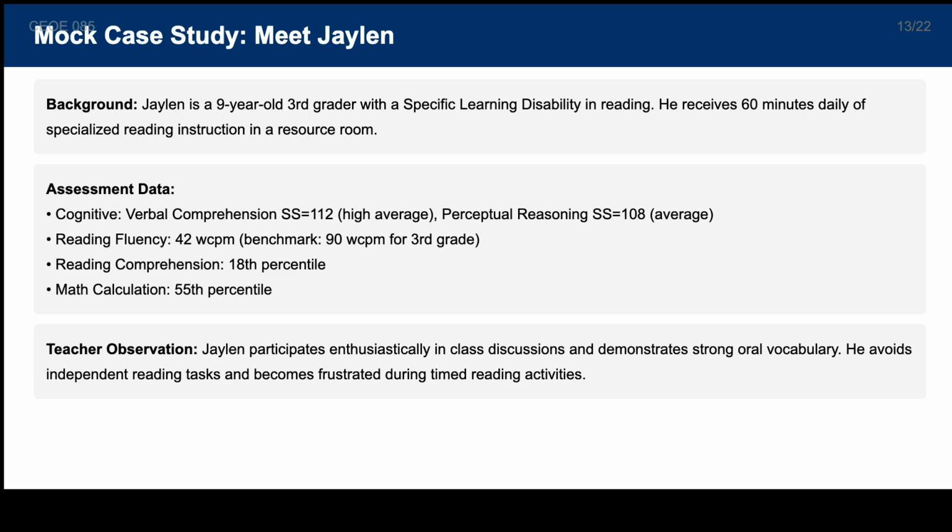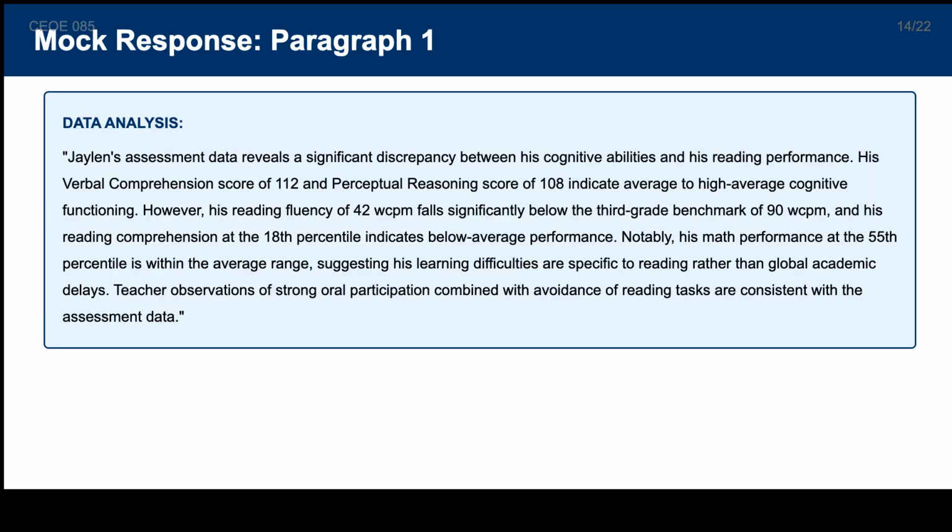Your data analysis. Notice what I did. I cited specific scores: verbal comprehension 112, perceptual reasoning 108, fluency at 42 words compared to the 90-word benchmark. I identified the discrepancy between cognitive ability and reading performance. I noted that math is average, showing this is a reading-specific issue. And I connected the teacher observations to the assessment data. This paragraph shows the scorer you can interpret data and see patterns.